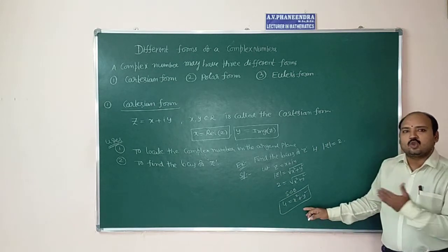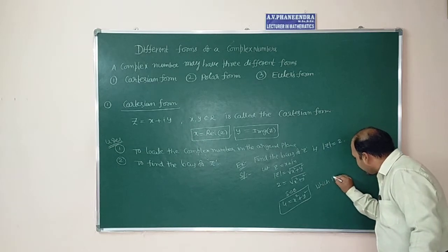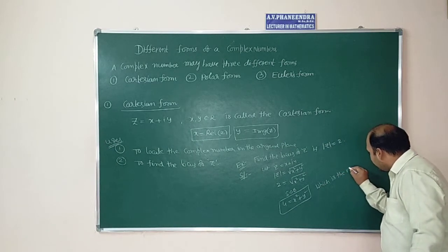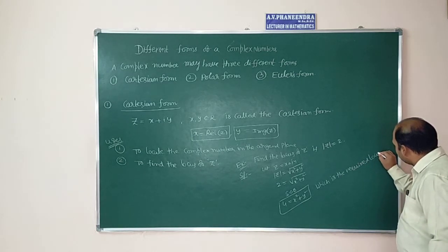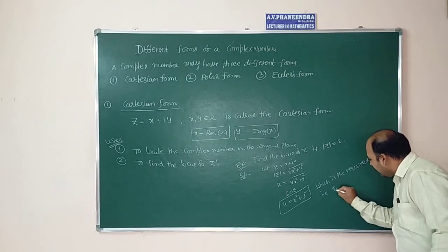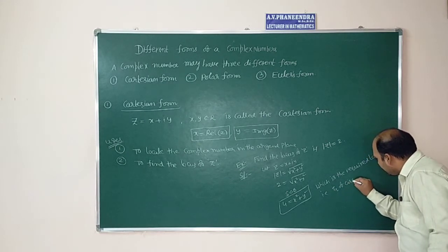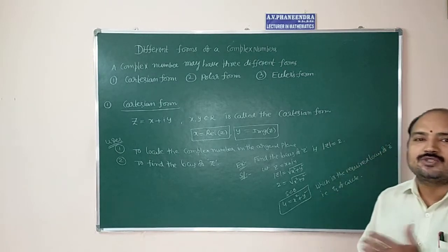Particularly if we observe, this locus is a circle, which is the required locus of z. Particularly that is the equation of a circle. In particular, it is a standard equation of a circle. Why? Because whose center is 0.